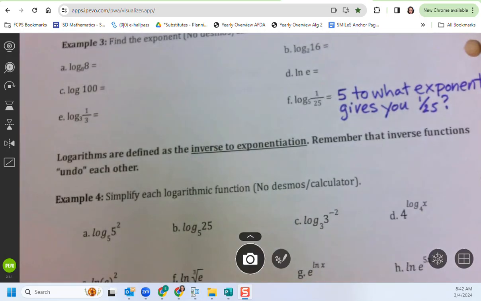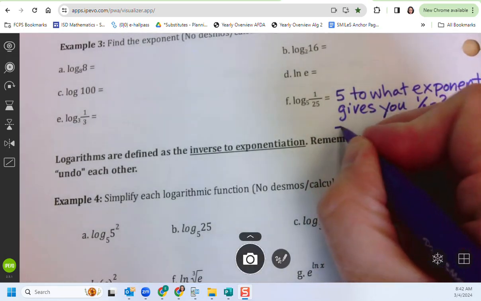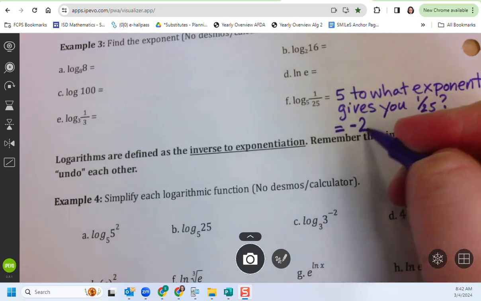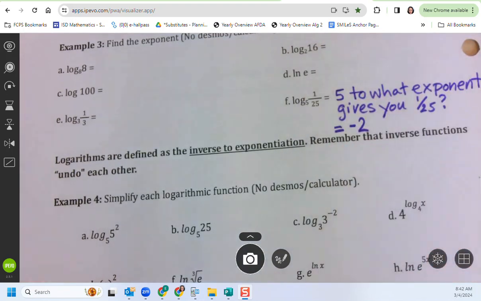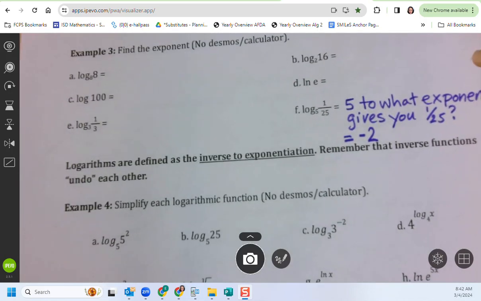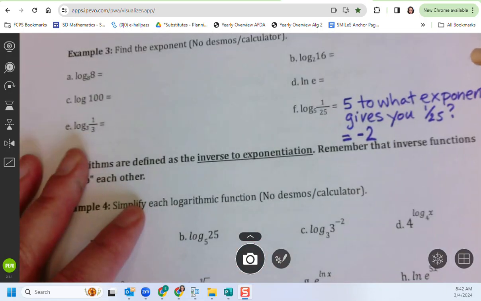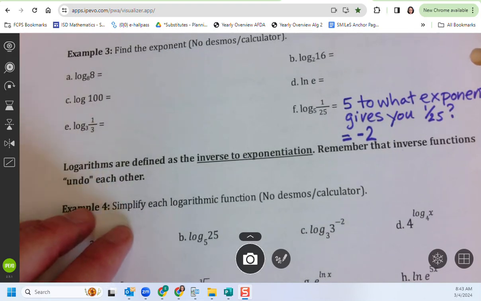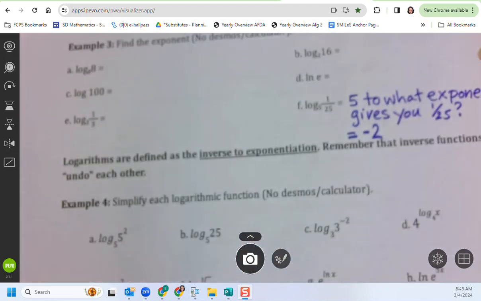All right, so this answer is -2, because 5 to the 2 gives you 25, and the negative gives you the reciprocal. So try as many of these as you can without your calculator, and then if you want your calculator just to double check, you can do that. We're just trying to find the exponent in each problem.